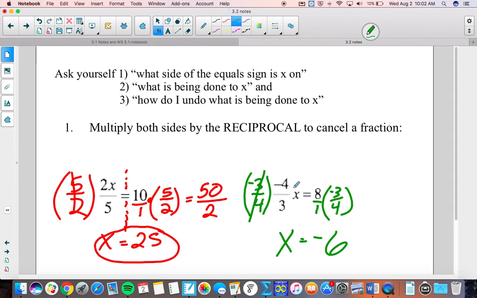When we take negative 6 times negative 4, we get 24. 24 divided by 3 is 8. Hey, that's got to be the right answer. That's awesome. That was kind of fun.